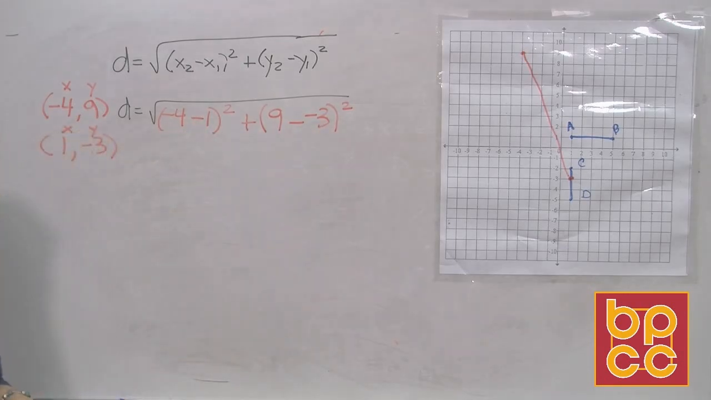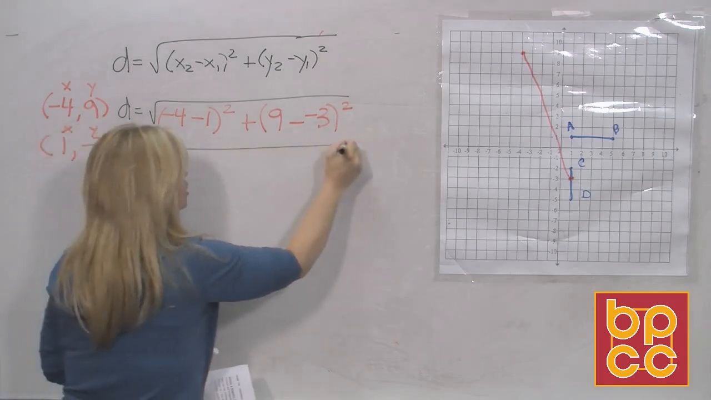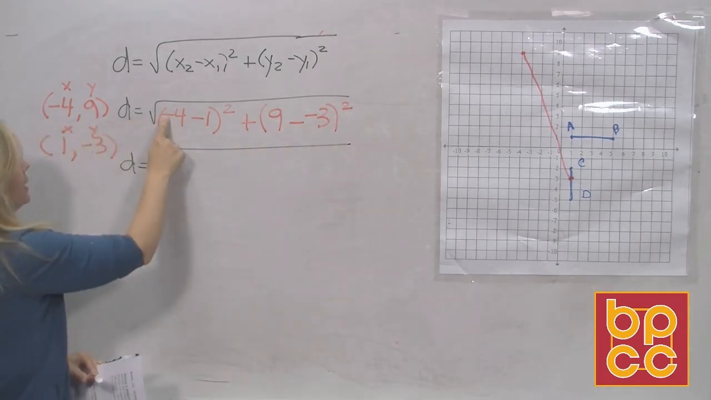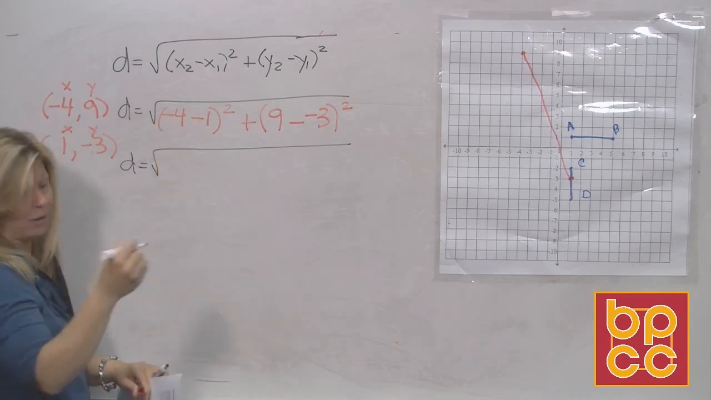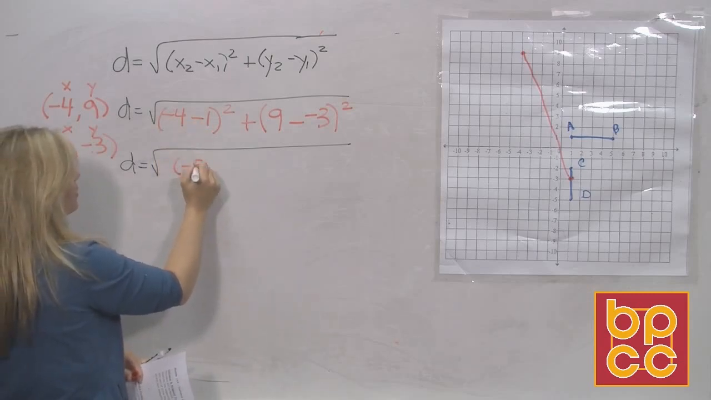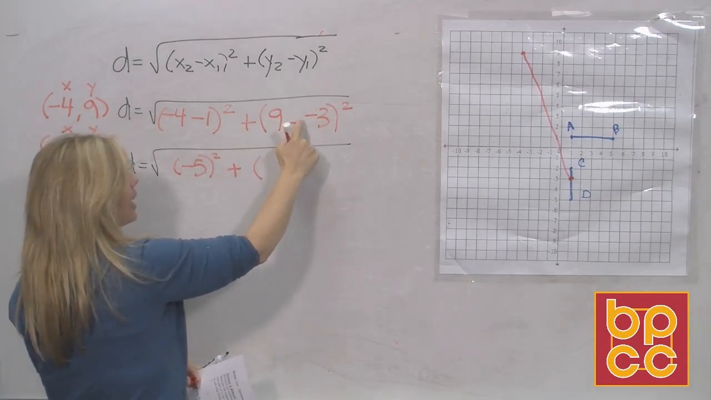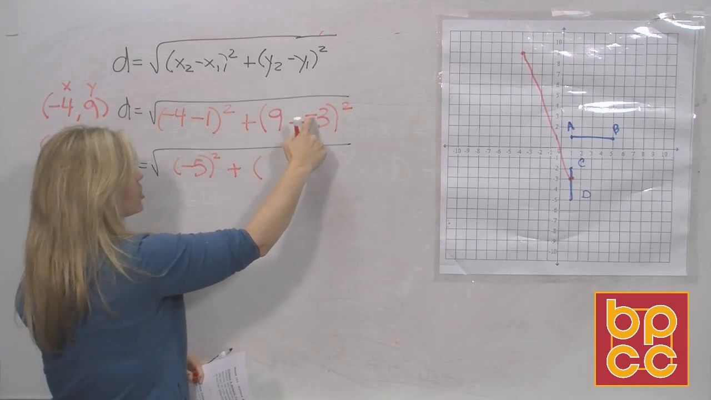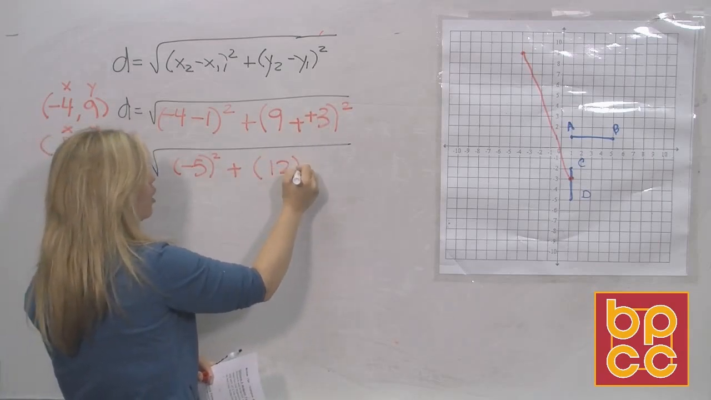You all know, according to Please Excuse My Dear Aunt Sally, to work what's inside parentheses first. So we copy the square root. Negative 4 minus 1. They're the same sign, so we add them. We get negative 5 squared. Plus 9 minus negative 3. Subtract means to change the sign. That becomes positive 3. 9 plus 3 is 12 squared.